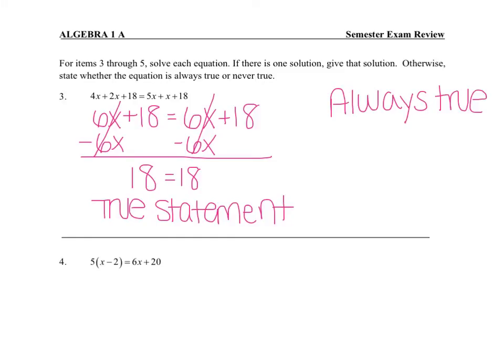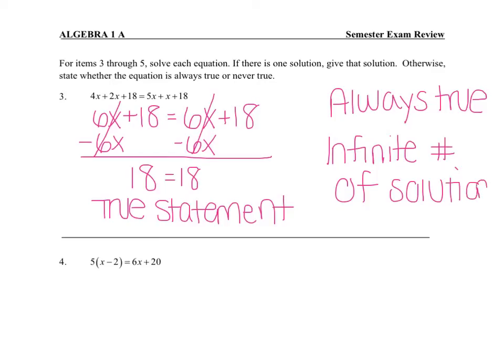And just for some extra notes, which you never know, you might need to know, always true statements means that there is an infinite number of solutions. Because it doesn't matter what x is, it's always going to work. So 1 works, 2 works, -10 works, 1,000,000 works. We're always going to get 18 equals 18 in the end.